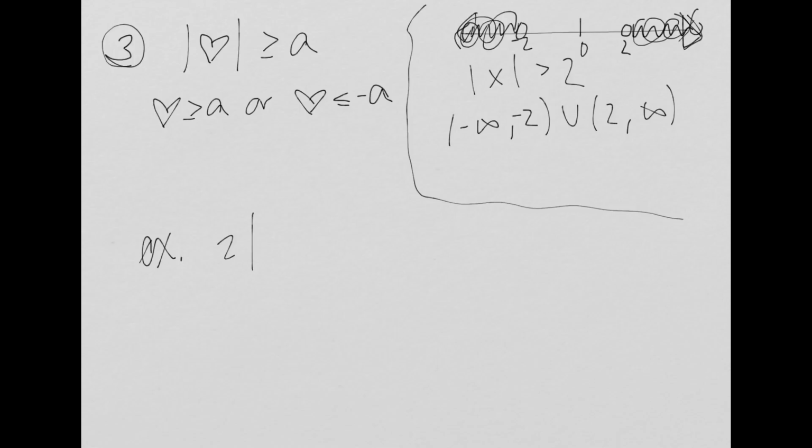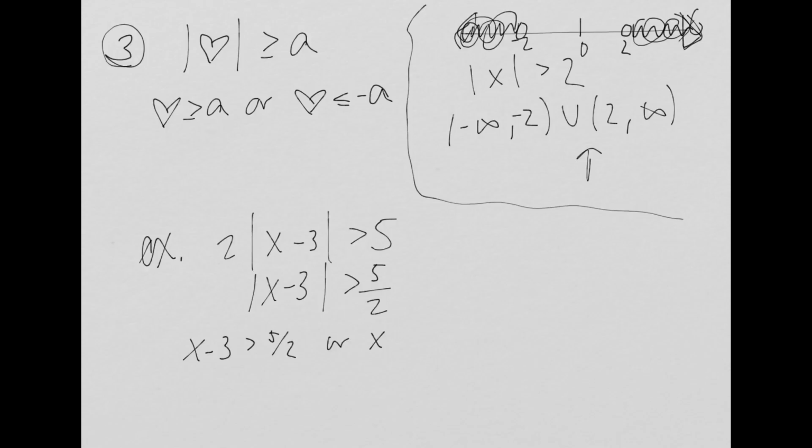So for example, 2 times the absolute value of x minus 3 is greater than 5. First thing I'm going to do, get the absolute value by itself. So if I get the absolute value by itself, I get the absolute value of x minus 3 greater than 5 over 2. In your head, think this picture. If I'm going to be greater than a number, I have to be at one of the extremes. So either x minus 3 is greater than 5 halves, or x minus 3 is less than negative 5 halves.